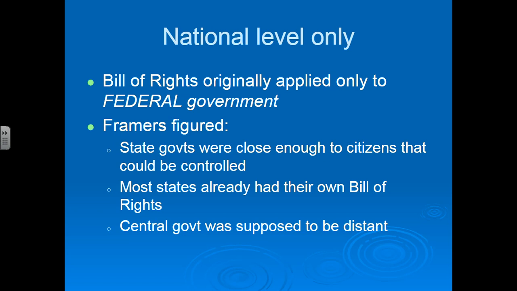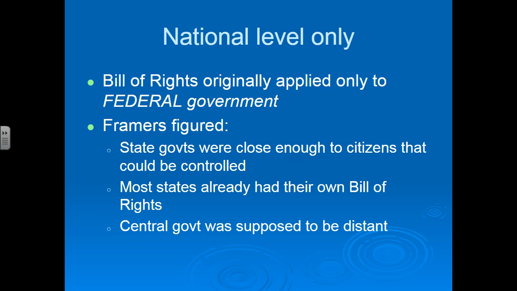For a few reasons. The framers figured, number one, that the state governments would kind of control themselves in that aspect. Also that a lot of states already had their own Bill of Rights that applied. And then the central government, the federal government, was supposed to be this sort of distant, like on an island type thing.